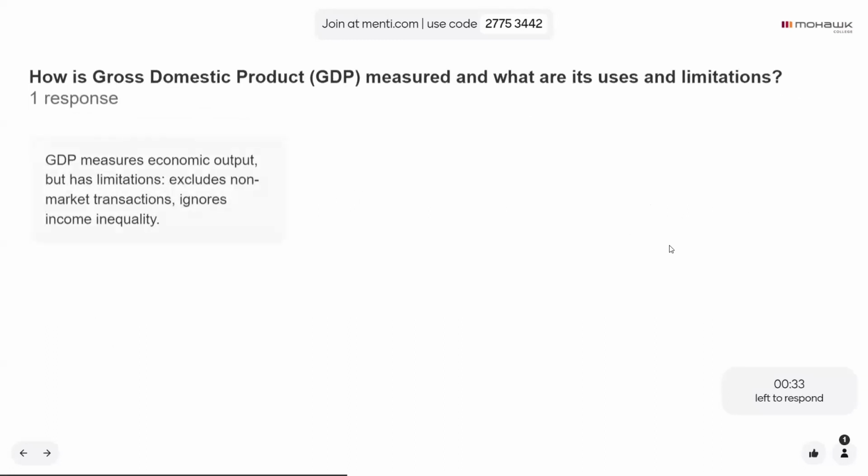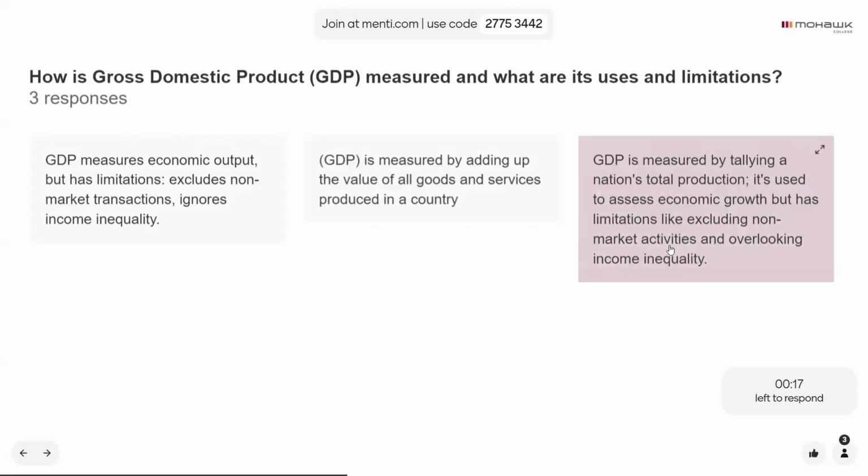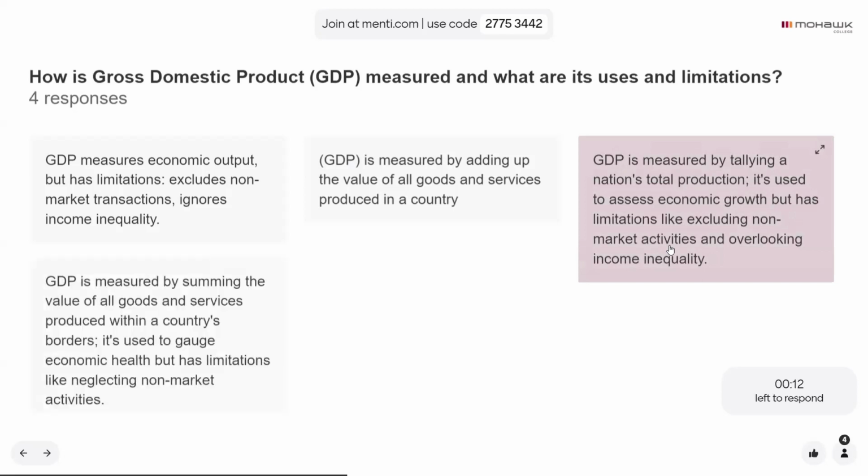GDP measures economic output but has limitations, excludes non-market transactions, ignores income inequality. Yes, good points. GDP is measured by adding up the value of all goods and services produced in a country. GDP is measured by tallying a nation's total production. It's used to assess economic growth, but has limitations like excluding non-market activities and overlooking income inequality.